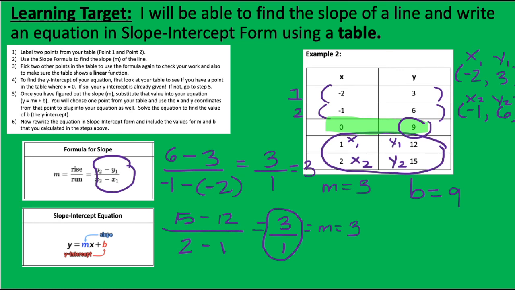Rewrite your equation in slope-intercept form and include the values for m and b that you calculated in the steps above. So we figured out that m is 3 and m is the slope. So I'm going to write y equals 3x. B is the y-intercept, and that was given to us in the table. So all I have to write now is plus 9, and that's it. Y equals 3x plus 9.